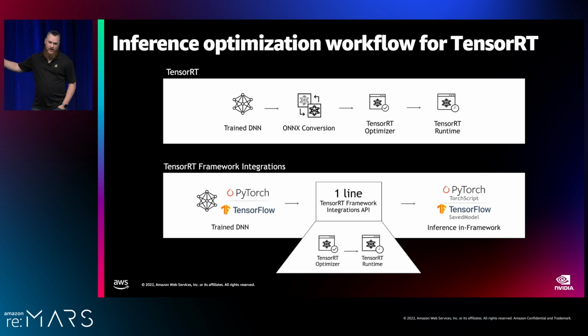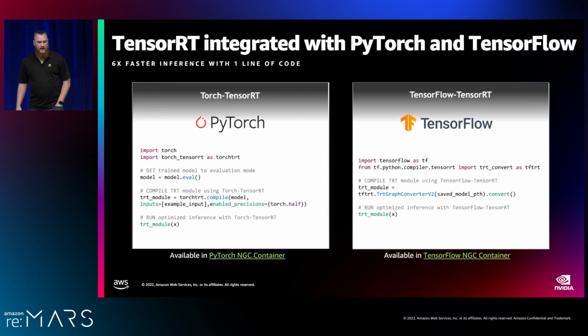That's where the second part comes in, the TensorRT framework integrations. If you're using PyTorch or TensorFlow, you can actually just add a single line inside your TensorFlow or PyTorch code to use TensorRT. And this is kind of what that looks like. If you're building a PyTorch model, typically you just put it in eval mode, and then you can run inference that way. But all you would need to do is actually do this torch_tensorrt.compile, and that's going to turn it into that TensorRT engine file.